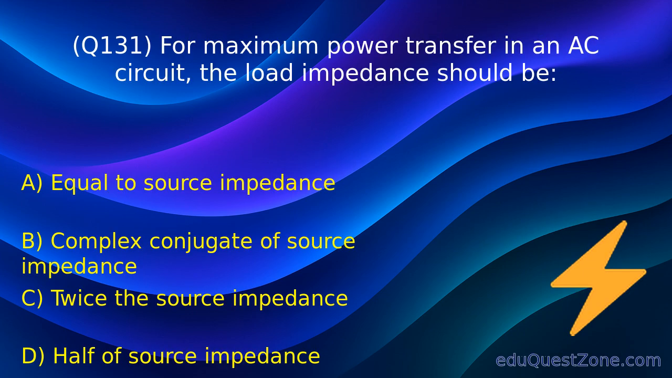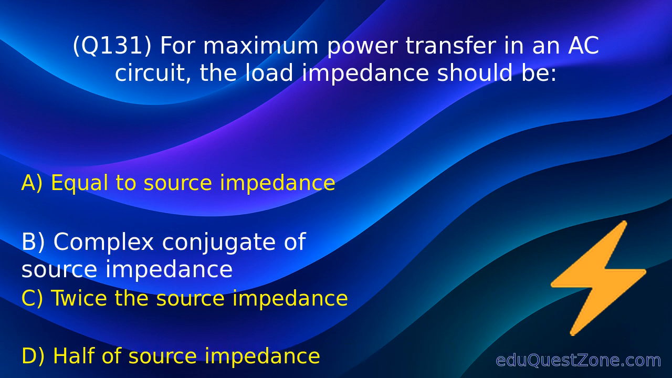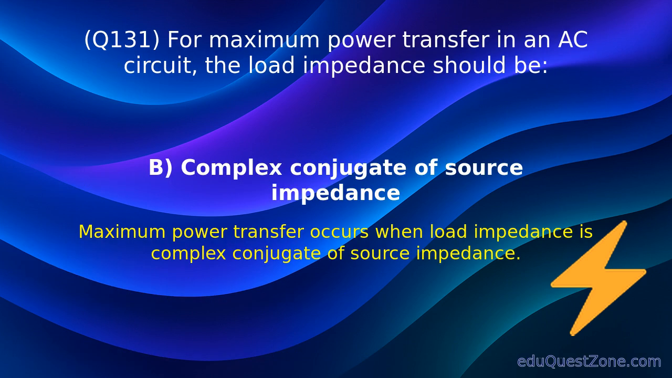Question 131. For maximum power transfer in an AC circuit, the load impedance should be... Option B, complex conjugate of source impedance. For maximum power transfer, load impedance equals the complex conjugate of source impedance.